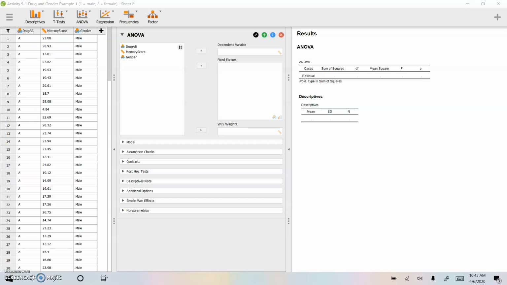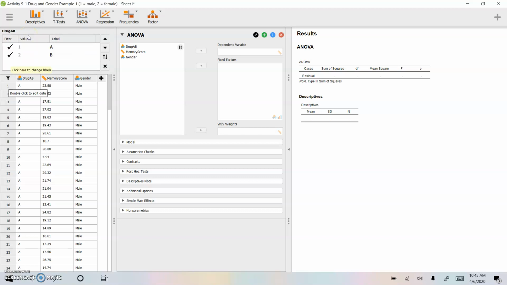Okay, so I already have the data file pulled up here. You'll notice that I have already labeled drugs A and B. In your data file, when you download it, it'll just say 1 and 2, and you can change those by clicking on the drug A label here. Same thing, you can change gender. They're coded so that 1 is equal to male, 2 equals female, and you can change those as well.